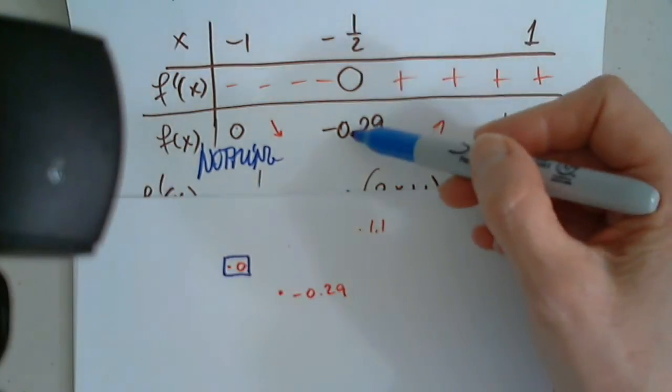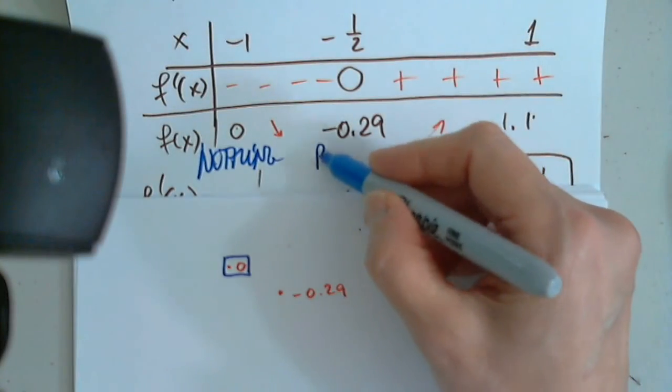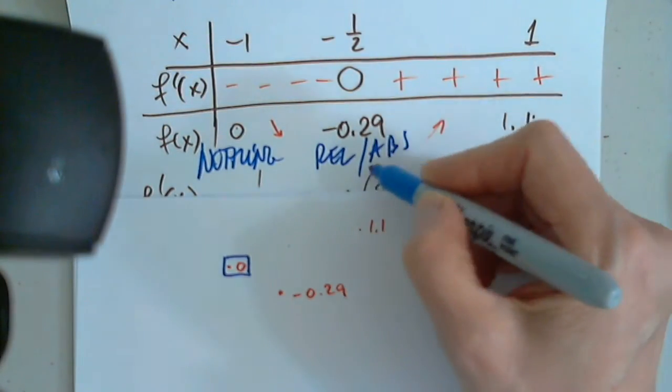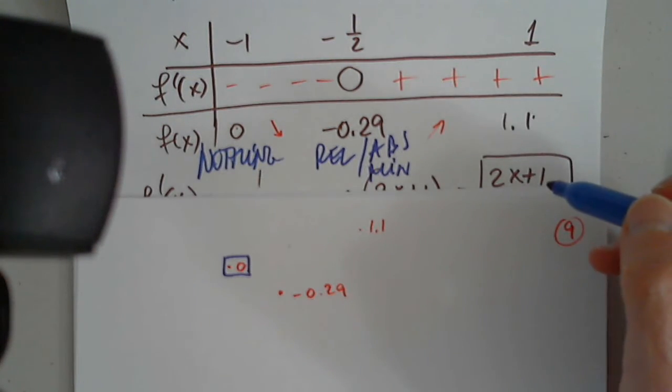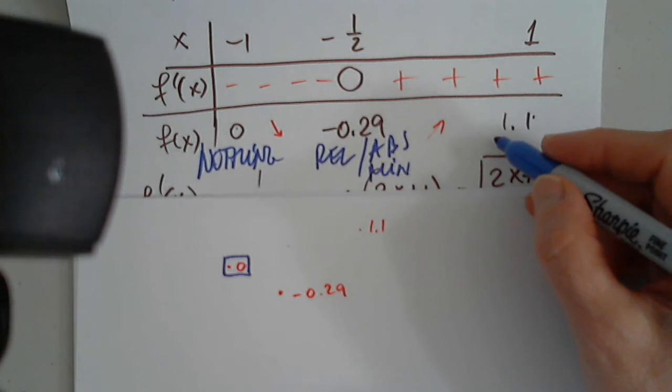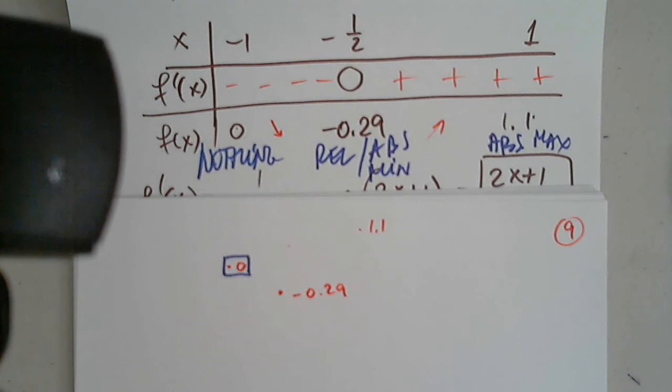Now, -1/2, -0.29. Is it both the relative and the absolute min? Yes. And what about 1, 1.1? That'll be maximum. Yes, but absolute, not relative. I'm not saying you said that, but we need to specify what it is. How do we feel about this? Do we need anything else or can we continue?